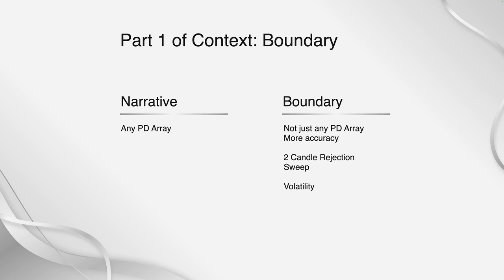So let's first go over the boundary, where part 1 of context is the boundary. Now we need to understand narrative and boundary, they are like brothers, blood brothers. They are somewhat the same, but also not the same, right? So the main difference between a narrative and a boundary is that the narrative is not accurate, or at least usually not that accurate. Where a boundary, we have to be accurate, because if we're not going higher off of that specific PD array, then we're likely going to take a lot of losses on the lower time frame. So what do I actually mean with that?